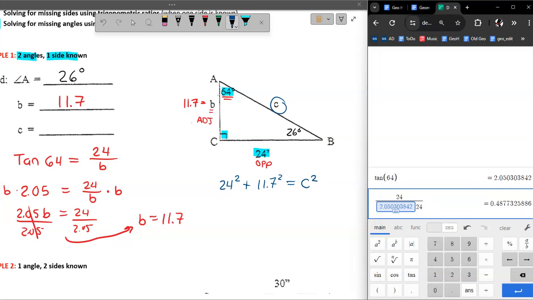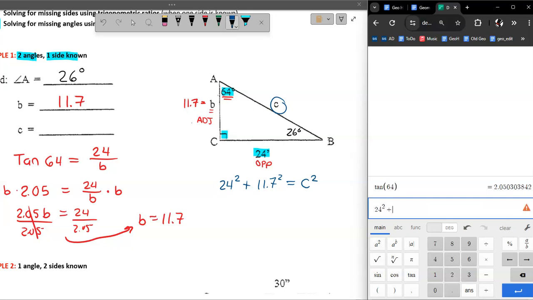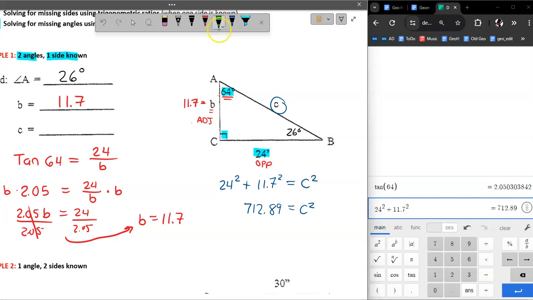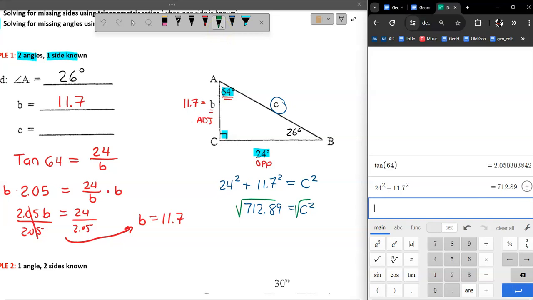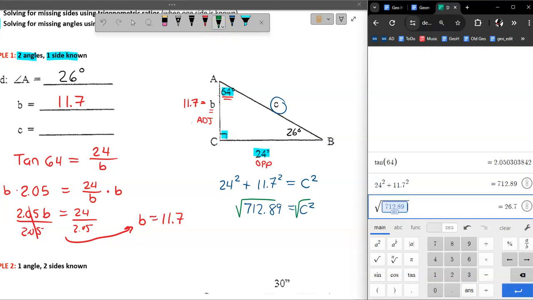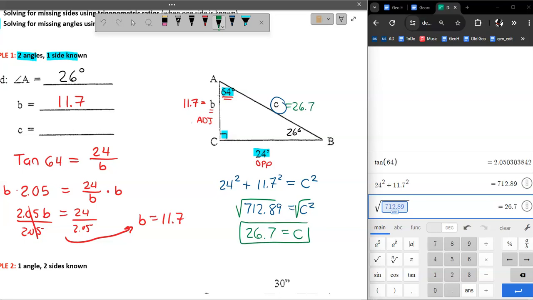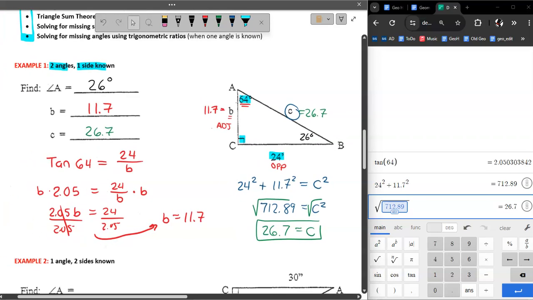So let's go ahead in my calculator. Oops, I should probably clear my work there. 24 squared plus 11.7 squared. So it looks like on the left-hand side there, we get 712.89 equals c squared. To solve using the Pythagorean theorem, we'll go ahead and take the square root of both sides. So let's do that. Square root, I'll use the answer button. And it looks like my final side length is 26.7. And just like that, we have now solved for all of the other pieces of the triangle.